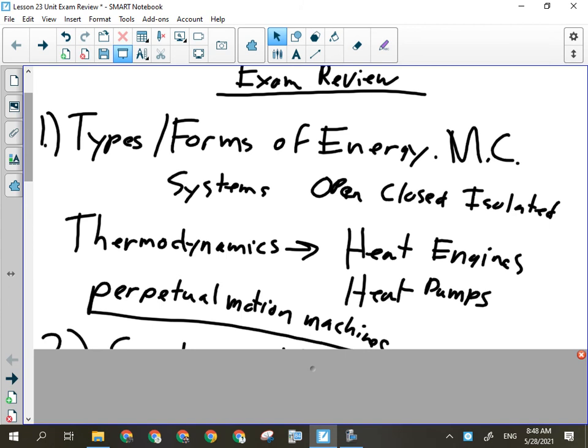All right, questions on that energy and thermodynamics part? Like I said, that's going to be almost entirely multiple choice. The perpetual motion machine part could be written response. You might have to explain that, or it might be a multiple choice question that would require some understanding of it for it to work.